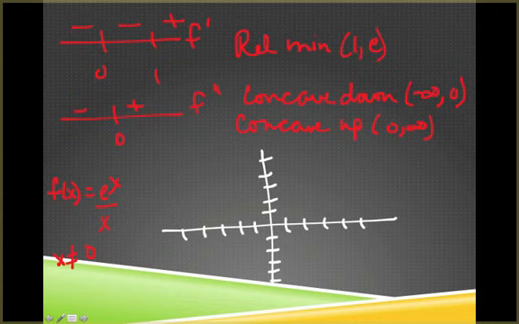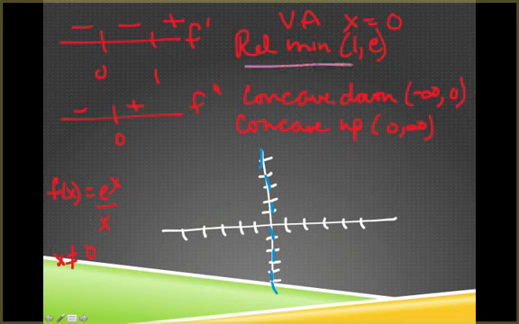So we do have a vertical asymptote at x equals 0. So the y-axis is going to act as a vertical asymptote. So let's sketch that in. So we want to have an imaginary line along the y-axis. And now let's plot what we know. We have a relative min at (1, e), so 1 and almost up here at 3, so at 2.7. So we'll try to sketch that in there.